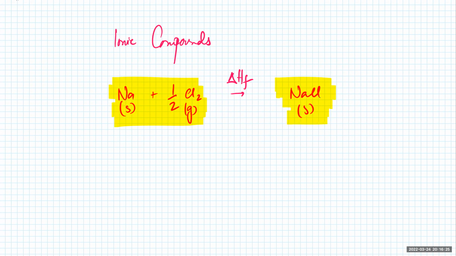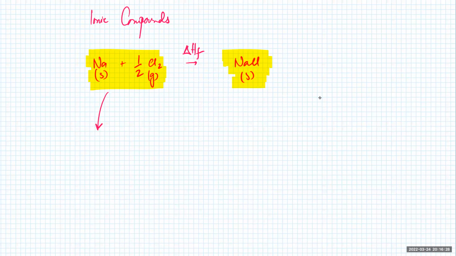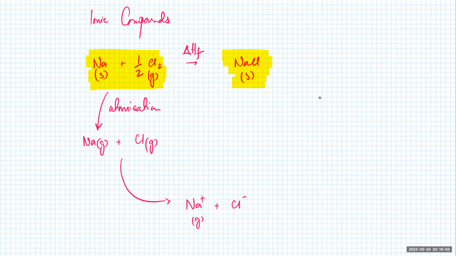So the steps were, first thing, you're going to atomize the sodium. And you're going to atomize the chlorine into chlorine atoms as well. So the first step was atomization. Once atoms are formed, you're going to ionize them. Na would be turned into Na+ gaseous ion, and Cl would be turned into Cl- gaseous ions. So that's the second step. Once ions are formed, those ions will get together to form the solid ionic lattice, and that's your lattice energy.